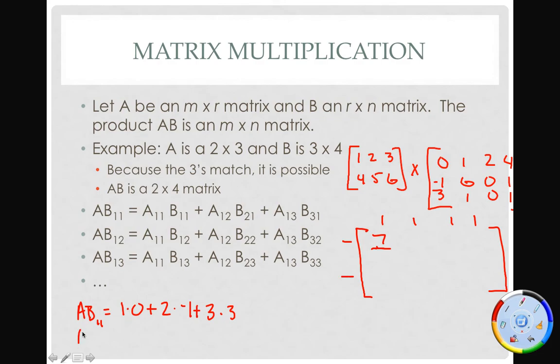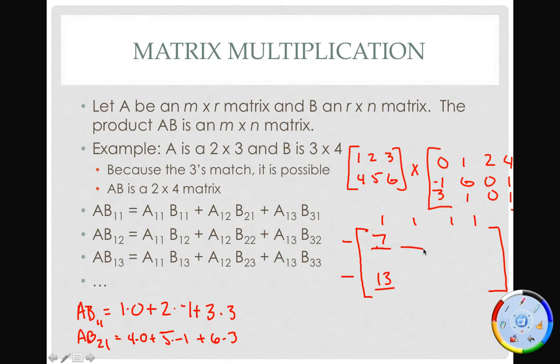It doesn't matter the order you do this. If I was to ask what is AB of 2, 1, I take row 2 and multiply by column 1. So I get 4 times 0 plus 5 times -1 plus 6 times 3. So I get 18 minus 5, which is 13. And then I just continue this process.